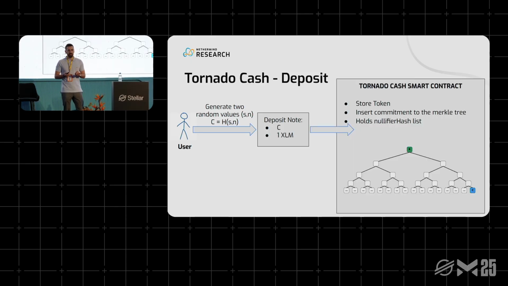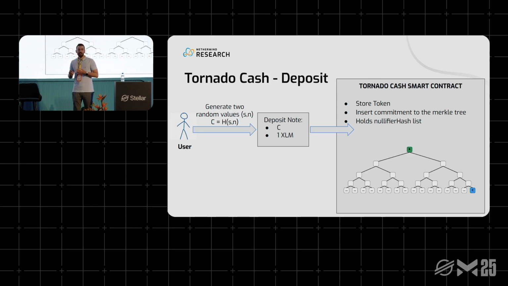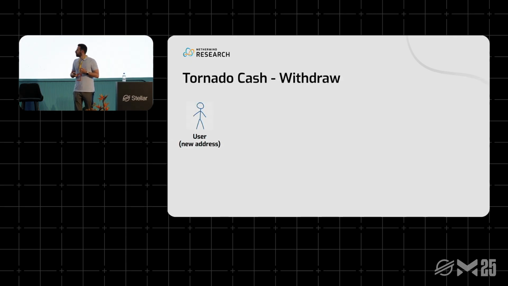Now, the contract is going to store the token and insert the commitment into the Merkle tree. Since I mentioned the contract now, it's important to mention something called the nullifier hash list, which is going to become more important in the withdrawal phase, which we are going to see right now. So now, how the withdrawal will actually work.